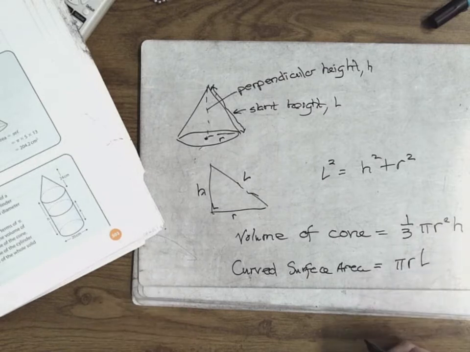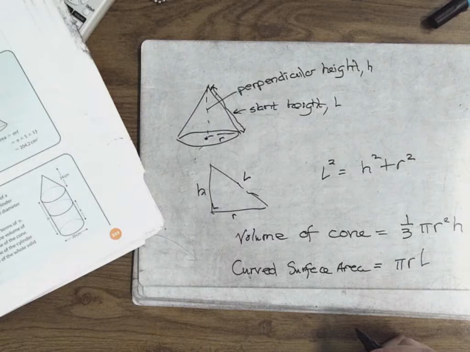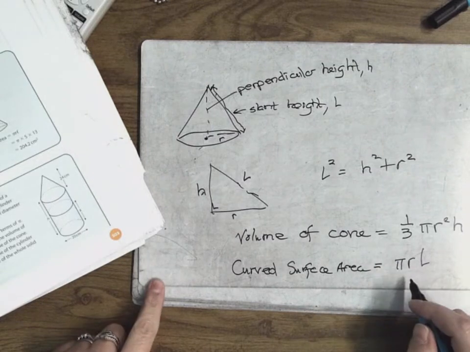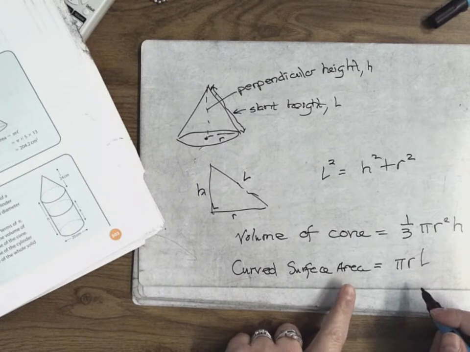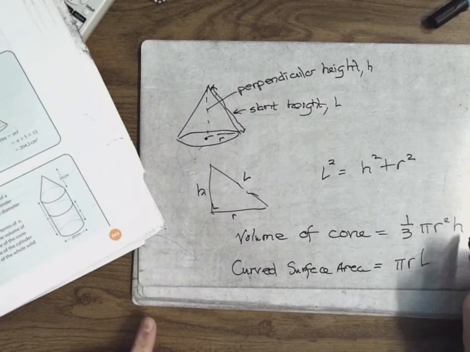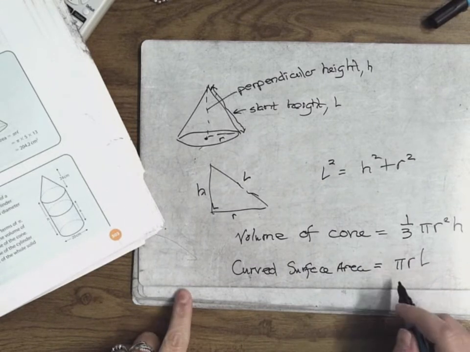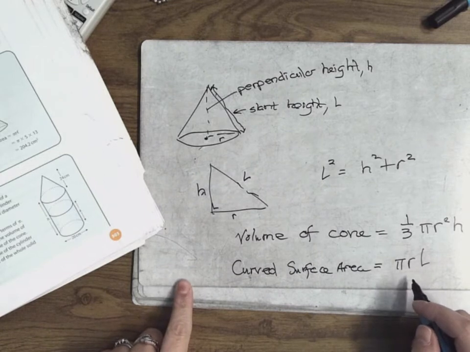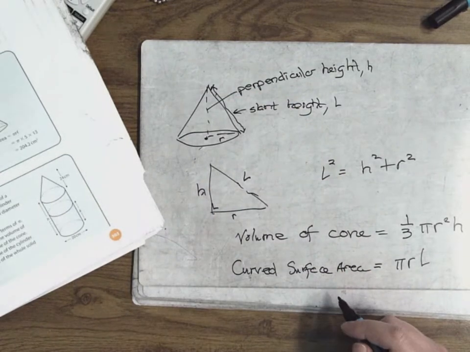What does the L stand for? The slant height. Okay? So that's why I have to talk about the slant height, because the L comes into the curved surface area formula, whereas H is in the volume formula. Okay? No, there's no height in the curved surface area formula. It's just the L, the slant height. Okay?